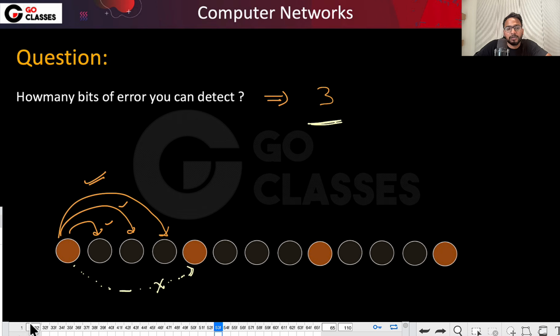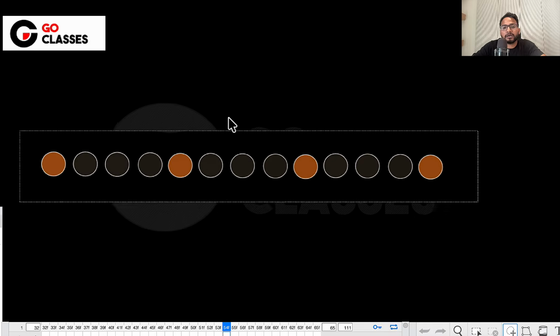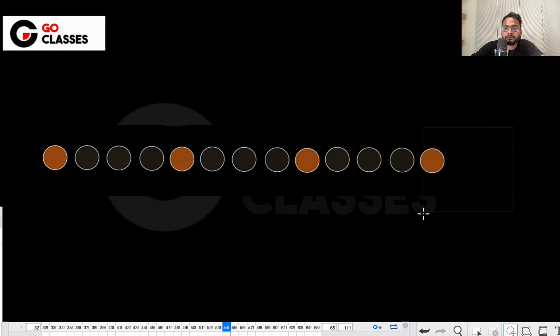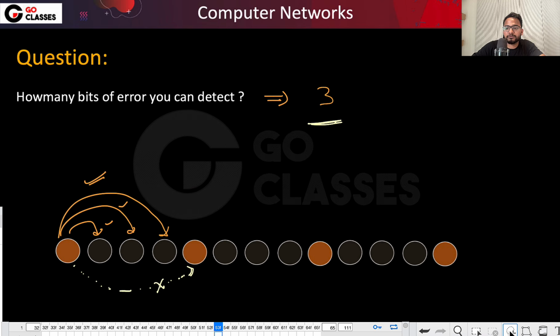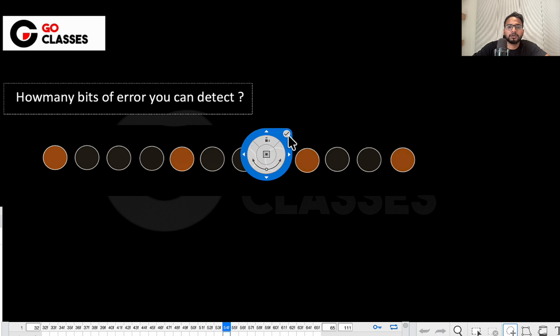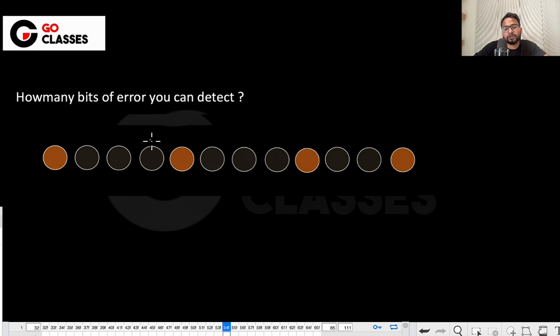Okay, now let me ask the same question. How many bits of error can you detect here? But let me modify the question a little bit. Okay, then what is your answer? See, you always go for the minimum Hamming distance. Currently this is 4 distance, this is 4 distance, let's not worry about it. Here let's just check. See, a 1-bit error is fine, a 2-bit error is fine, but 3 bits of error you cannot detect. So up to 2 bits of error you can detect.